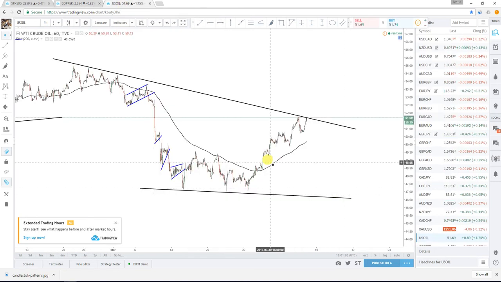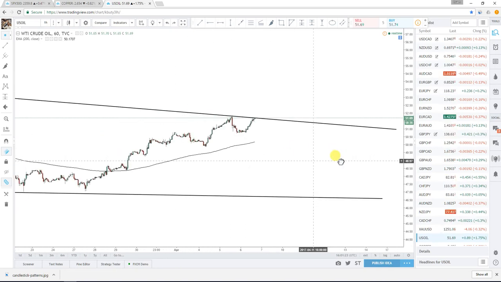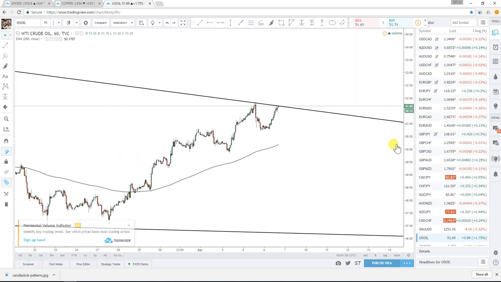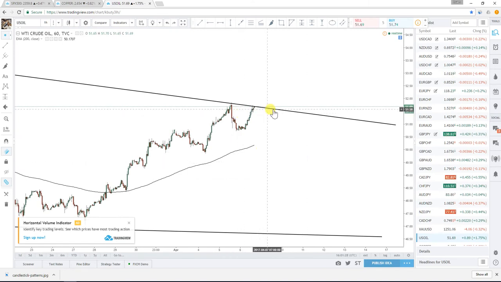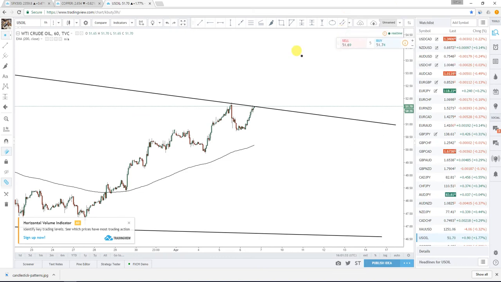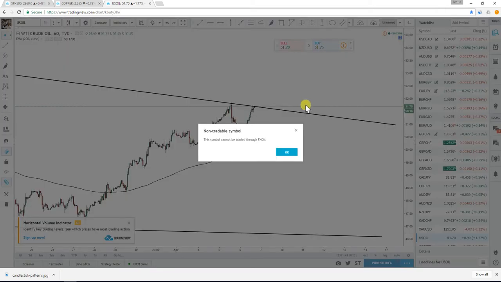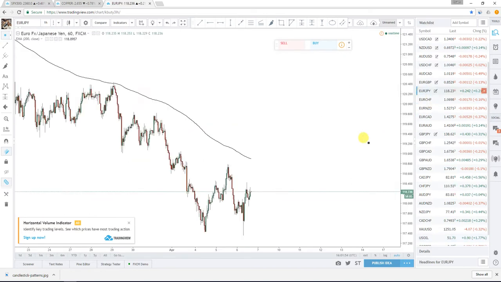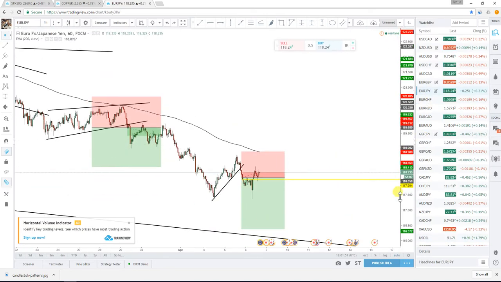For example, this is the chart of the crude oil, just for the sake of explanation. Let's say that I'm going to buy market here. This is the panel of buying and selling. If I want to buy at market, I will just click on buy. All right. This symbol cannot be traded in FXM. I will pull up another chart, for example Euro JPY.